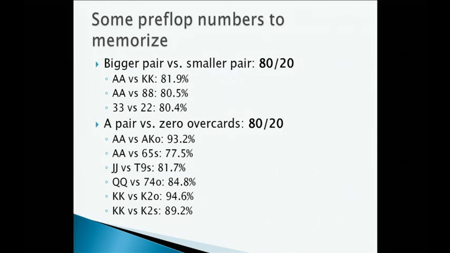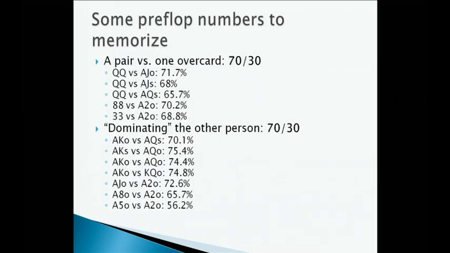And the best you can do pre-flop is actually king-king versus king-two off. If you have pocket kings against king-deuce off, I think that's the highest equity you can possibly get it in pre-flop, is 94.6%. And pocket kings against king-two suited is 89 points. So look how much better king-two suited does than king-two off against king-king. The fact that it's easier to make a flush is so relevant. We'll talk more about this later.